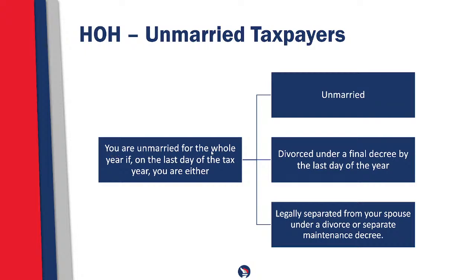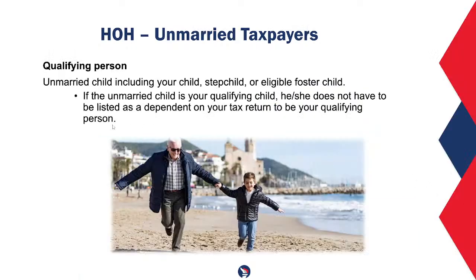To be unmarried for the whole tax year, on the last day you were either unmarried, divorced under a final decree as of the last day of the tax year, or legally separated from your spouse under a divorce or separate maintenance decree. To file head of household, you also must have a qualifying person. In this case, a qualifying person is an unmarried child, including your child, stepchild, or eligible foster child.